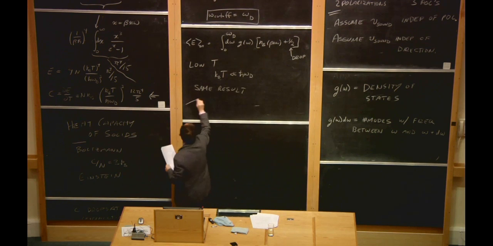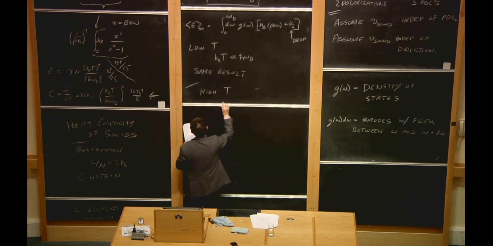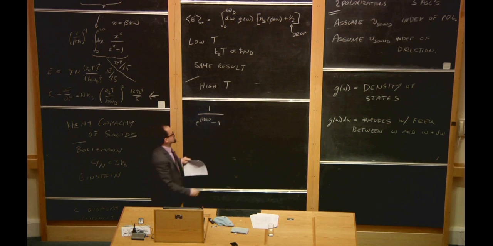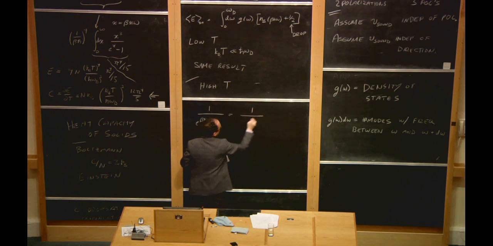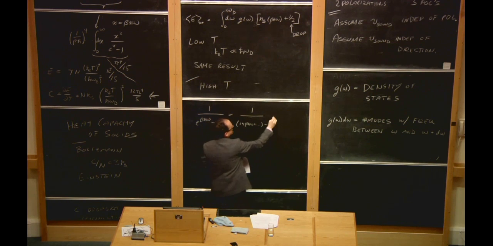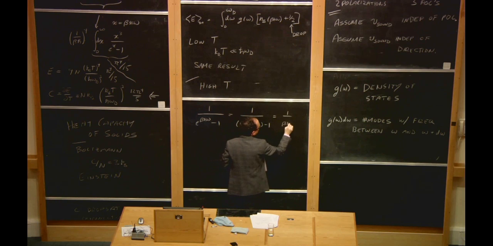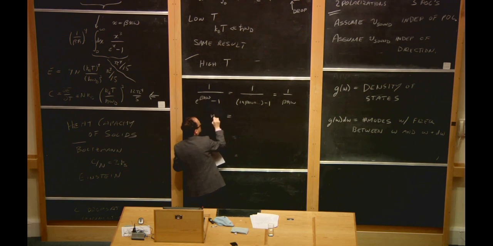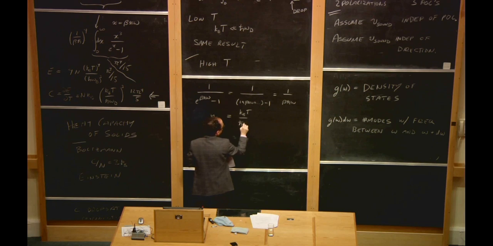But at high temperature, we have something different. Well, okay, so let's look at the Bose factor at high temperature. At high temperature, beta h bar omega is a small number, so we can expand the exponential. So we get 1 plus beta h bar omega plus dot, dot, dot, minus 1. So the 1's cancel. We get 1 over beta h bar omega, or the Bose factor becomes kBT over h bar omega.